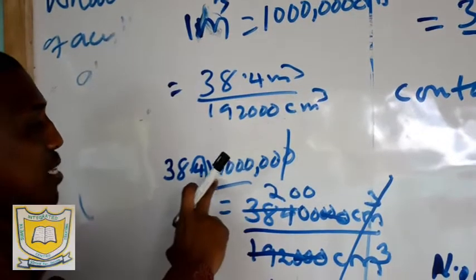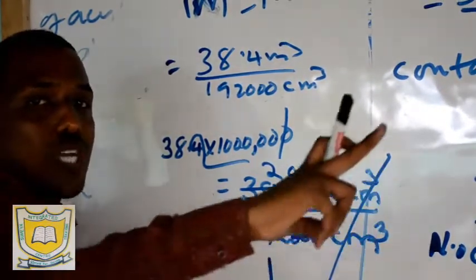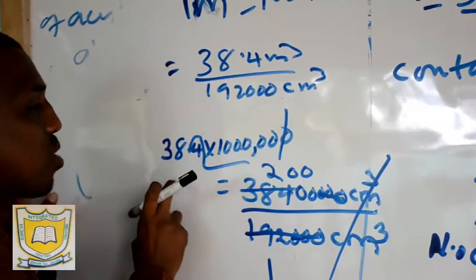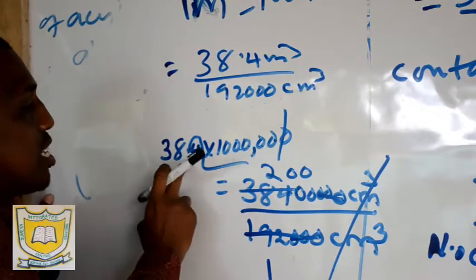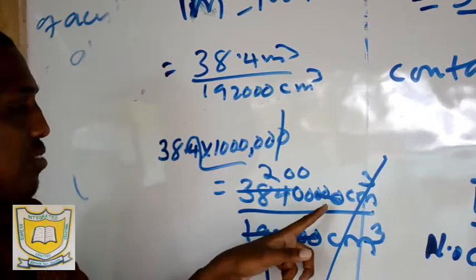So now after multiplying, a 0 will move with the decimal. So the decimal will go outside. We have killed the decimal so that we remove it. So what is remaining now? You will get 384 followed by zeros.